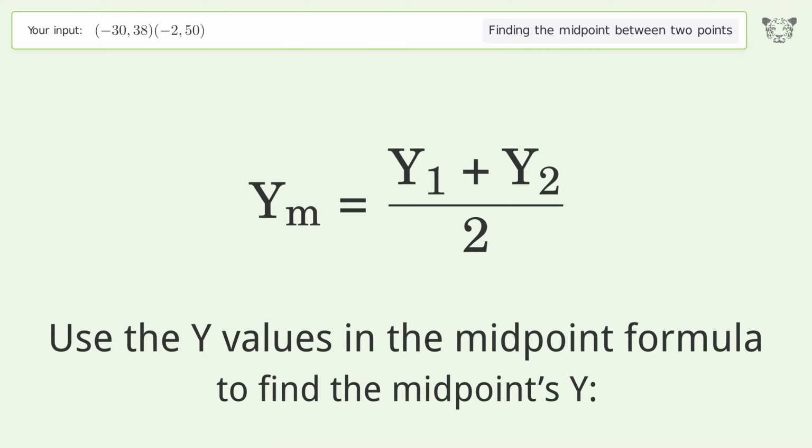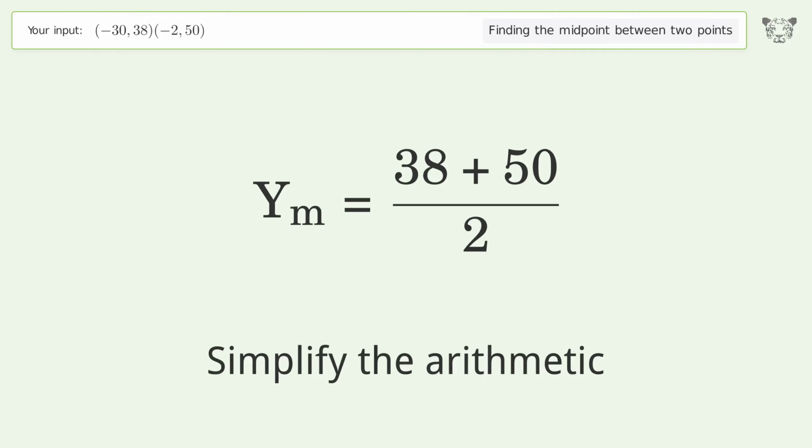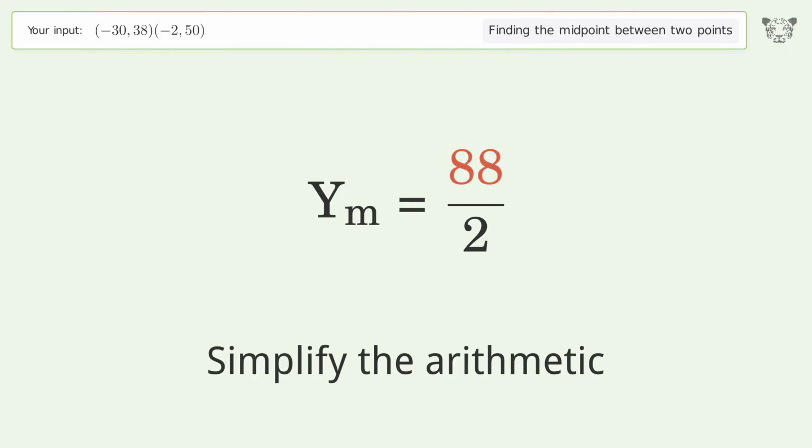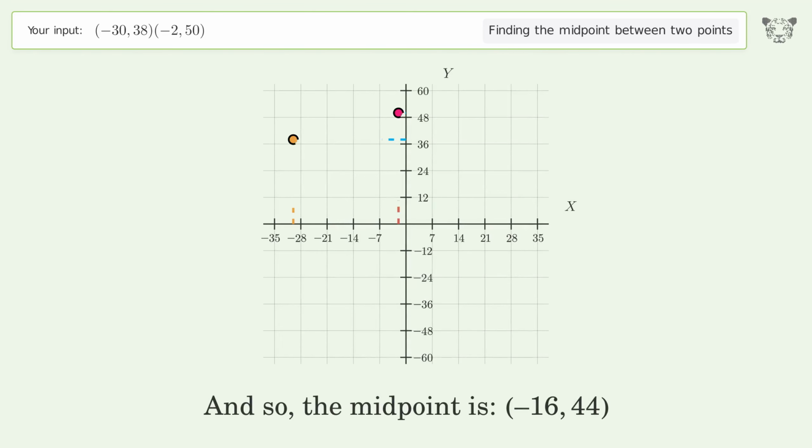Use the y values in the midpoint formula to find the midpoint's y. y1 equals 38. y2 equals 50. Simplify the arithmetic. And so, the midpoint is negative 16, 44.